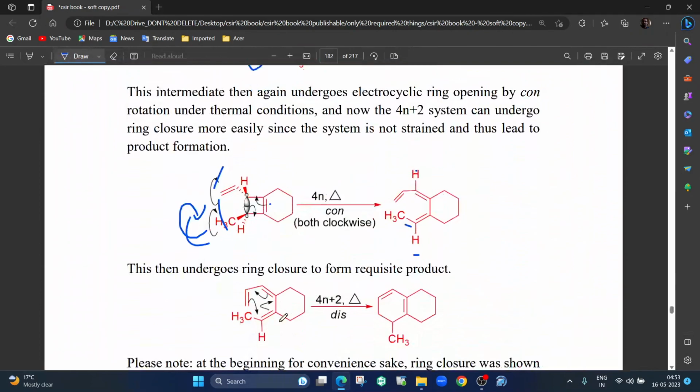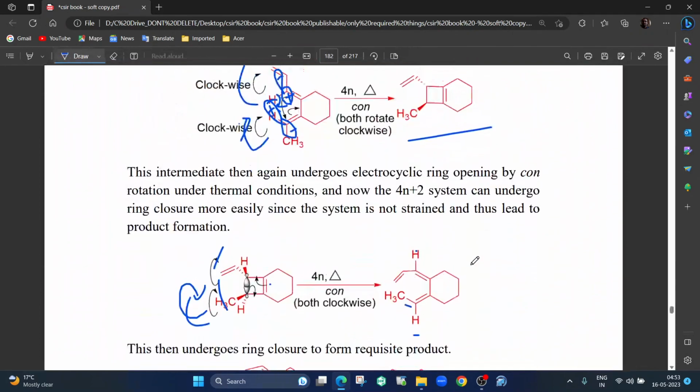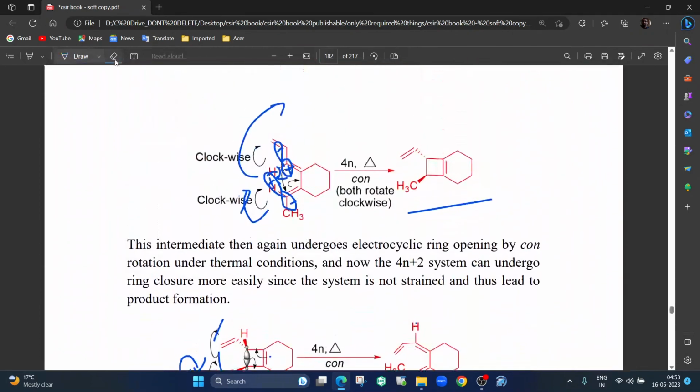So further now it is 4n plus 2, so this rotates here, this rotates here, this rotates here, and you get this. Okay, so you can ask this question, why does it have to close and then again open? Because here this pi bond and this pi bond were far from each other, right? So if it has to form a six-membered ring like 4n plus 2, they have to be next to each other, they have to be like this. When it is away from here, they cannot form. You can see there is no possibility of forming a six-membered ring.